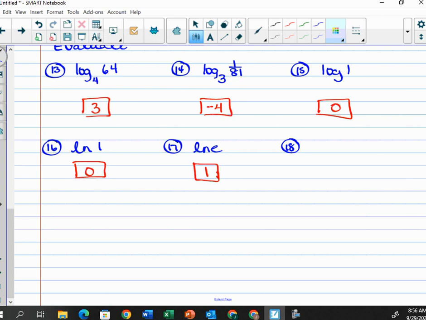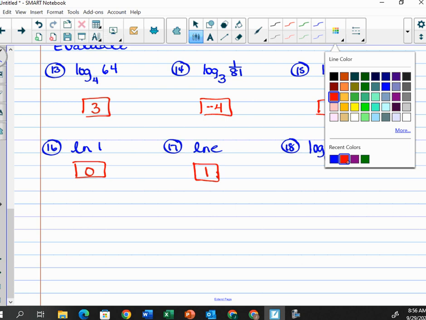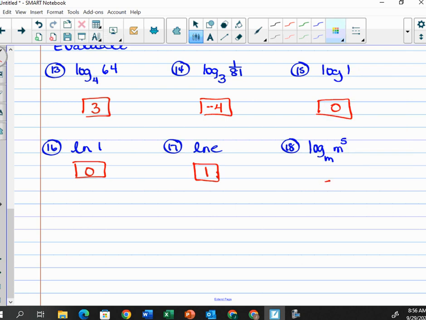All right, one more evaluating. Log base m of m to the 5th. Isn't it just... oh, that's just 5, yes. Okay. You know things. You still have two more examples. Yeah, but it's not under evaluate. Nope, we're moving on to graphing now. Page 3.